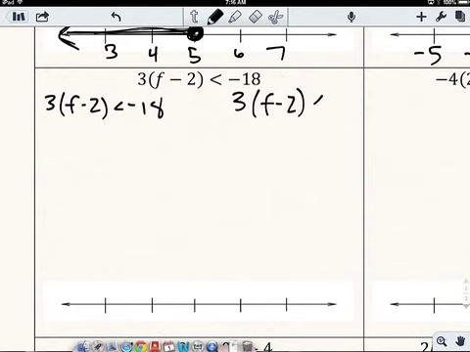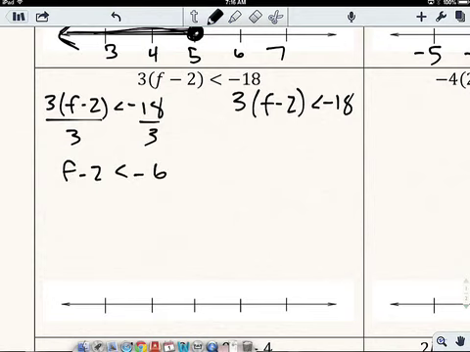So one way is to just undo. So I see 3 times f minus 2, so I'm going to divide both sides by 3. I'll get f minus 2 is less than negative 6. And even though I get a negative answer, I don't flip the sign. It's only when you divide or multiply by a negative that you flip the sign. I'll add 2, and so f is less than negative 4.